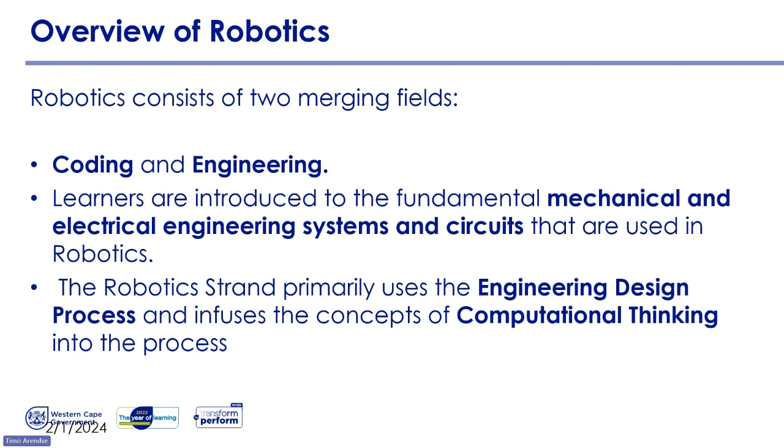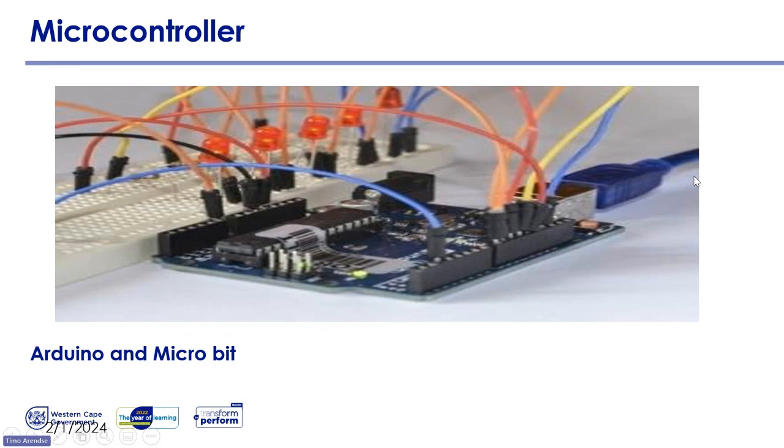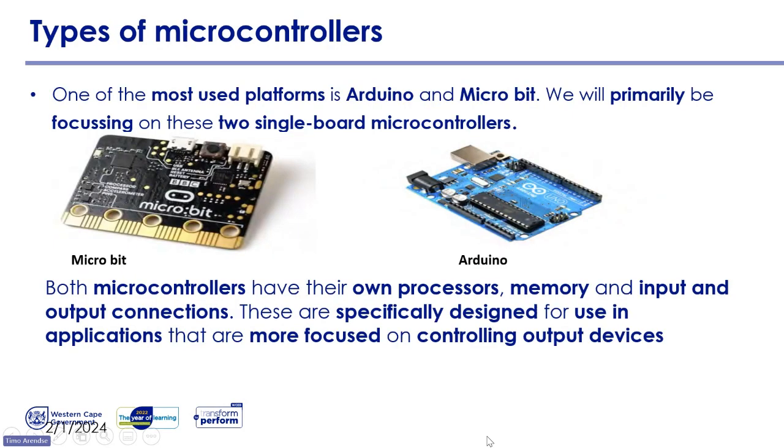Coding is an engineering. Learners are introduced to the fundamentals of mechanical and electrical engineering systems and circuits that are used in robotics. The robotics strand primarily uses the engineering design process and infuses the concepts of computational thinking in the process. Currently, popular on the market are the Arduino and Microbit. As I already mentioned, one of the most used platforms is Arduino and Microbit. We have the Microbit on the left side and the Arduino on the right side. Both microcontrollers have their own processor, memory, and input and output connections.